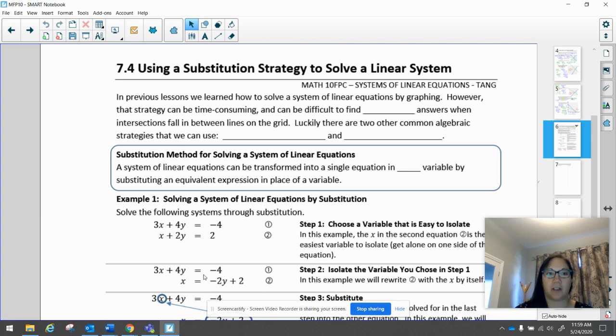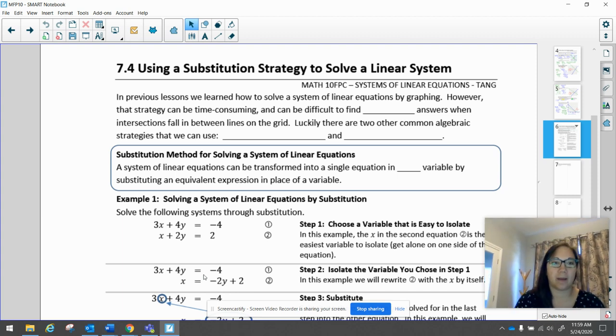Hello and welcome to section 7.4, which is about using a substitution strategy to solve a linear system. In the last section, we talked about how you can solve linear systems by graphing them and finding the intersection point. But it's not always convenient or easy to make two graphs, and so a lot of people prefer to solve these systems algebraically. There are two main methods. We're going to learn one of them today.